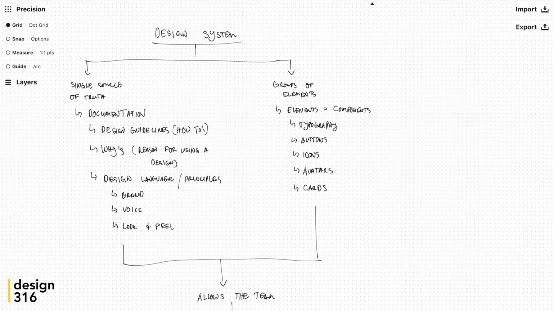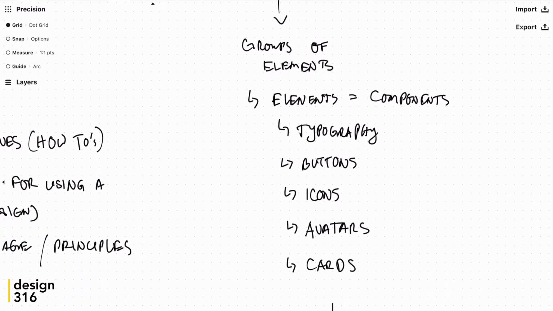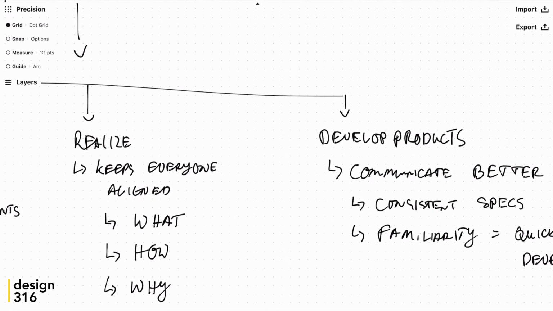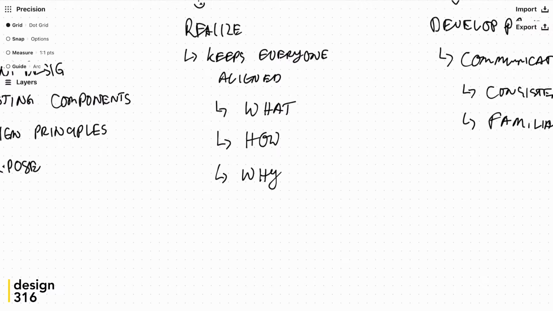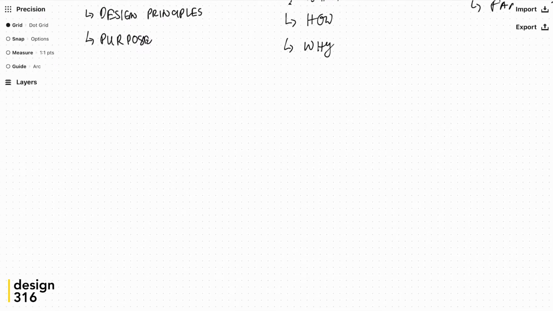Alright, so na-define na natin yung design system. So, single source of truth na groups of elements or components, and it allows the team to design, realize, and develop products. So, ngayon, let's discuss yung basic use of design system. Ngayon kasi, design system is being used by companies to create massive amount of digital products. So, ipapakita ko yung, i-explain ko siya kung paano ginagamit ng companies yung design system in a sketch.